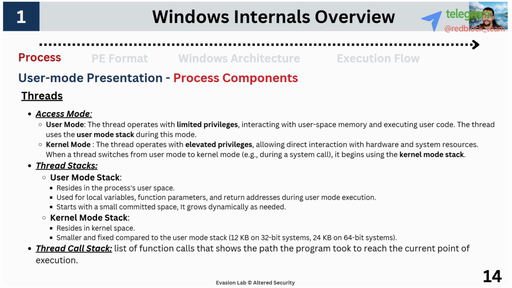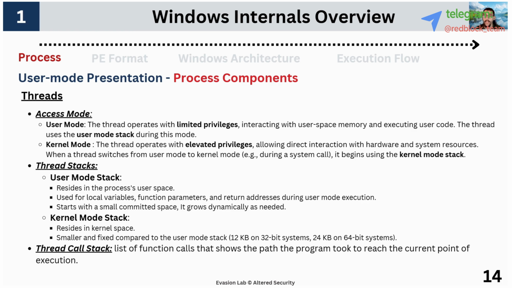Each thread has two separate stacks, one for each access mode: the user mode stack and the kernel mode stack. The user mode stack resides in the process user space, which is isolated from other processes for security. It stores local variables, function parameters, and return addresses while the thread executes in user mode. It starts with a small committed space but grows dynamically as needed.